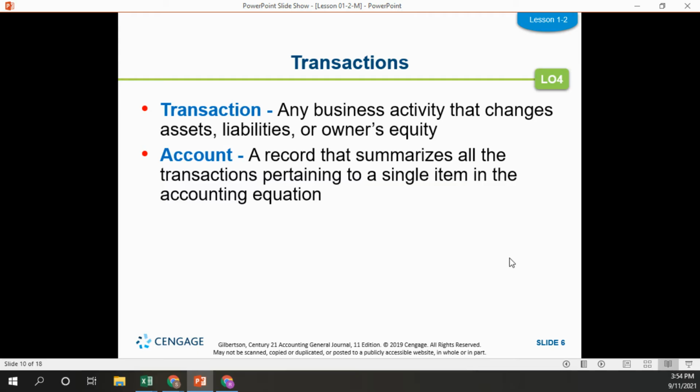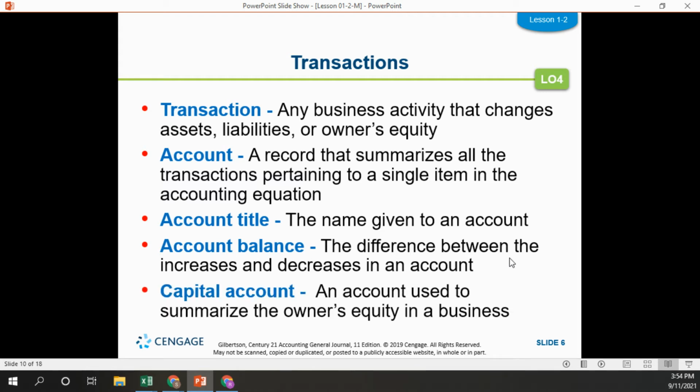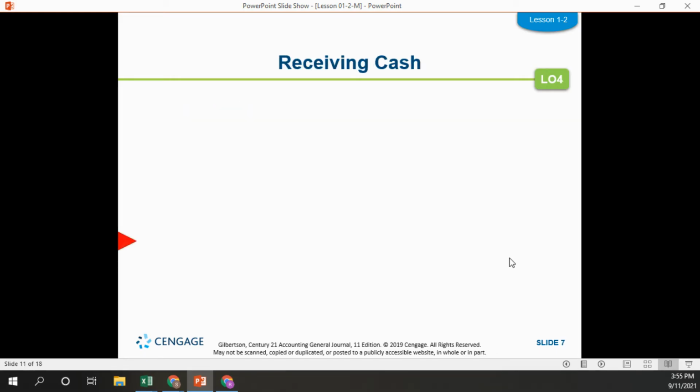All right. So an account is where you record all of your transactions. We're going to spend a lot of that time here in 1.2. Account title, a name given to the account. Account balance, after you add or subtract a transaction, what's left is your account balance. And we're going to do a lot of practice on that. The capital account is the account where we track owner's equity and summarize it for the business. That'll be again on the right side of the equation, the capital account. So when we say equity, we're thinking of capital or the owner's interest in the business.